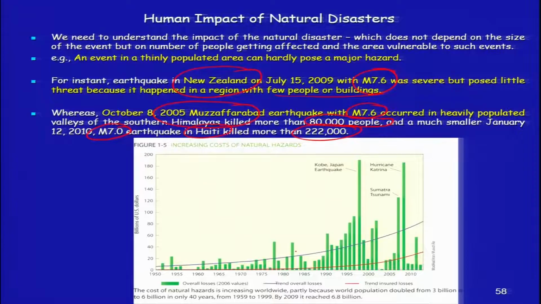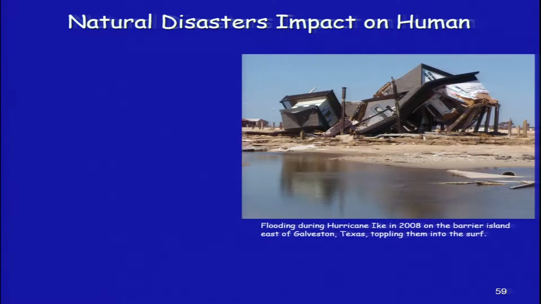And this also shows how many people are getting affected by different types of events. This is the Japan earthquake, Kobe 1995. This was severe for Japan, and then Sumatra in 2000. This was after that, but there were more events then, and hurricanes, which we can see here. Okay. So, natural disaster impact on humans again. This is the example from Hurricane Aki in 2008.